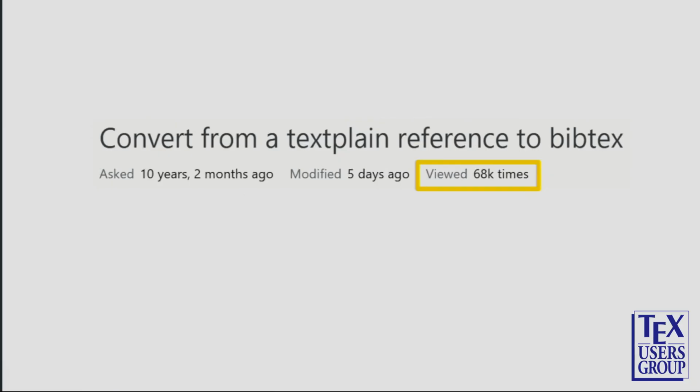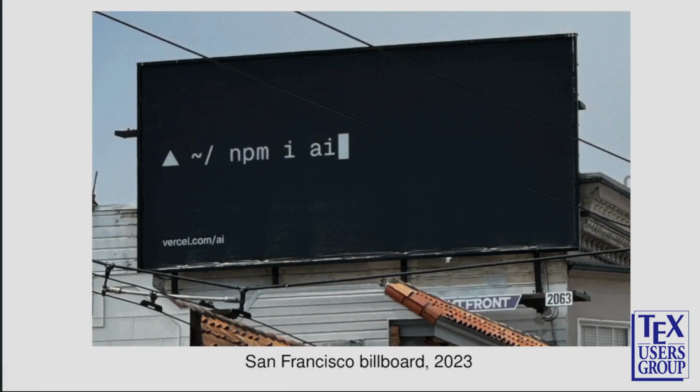Okay, so how should you go about converting text references into BibTeX format? In this era, the answer seems blindingly obvious. Use AI. But let's just check that with Google.